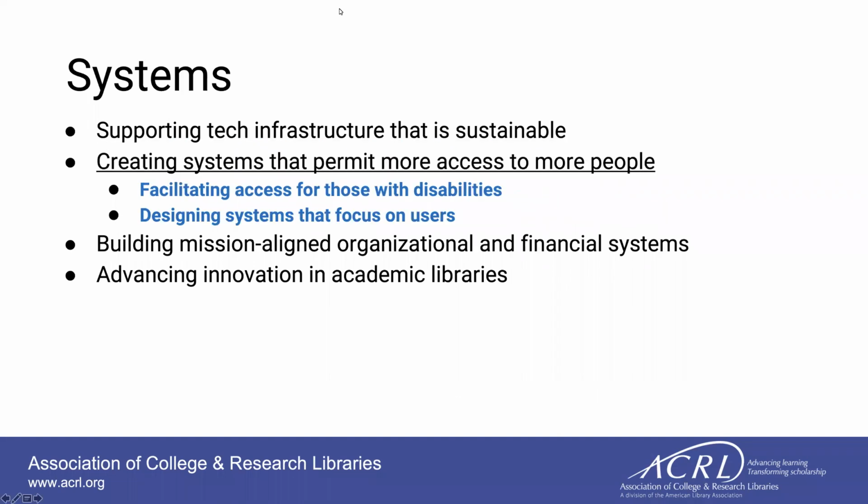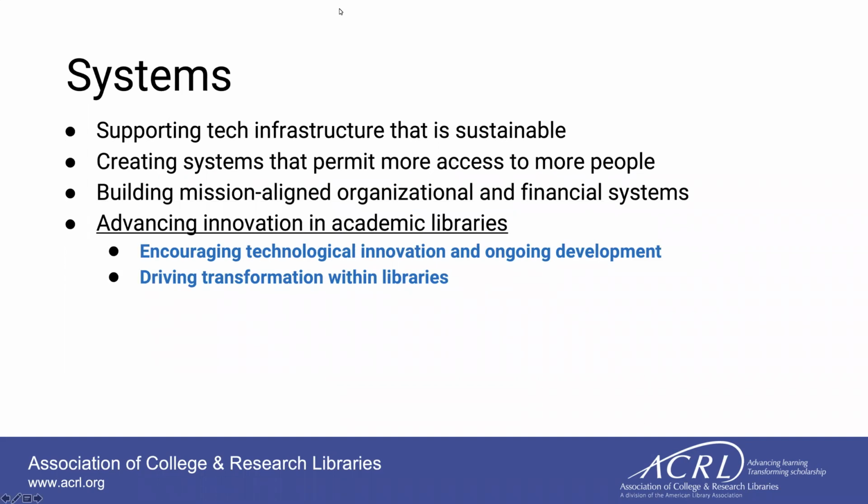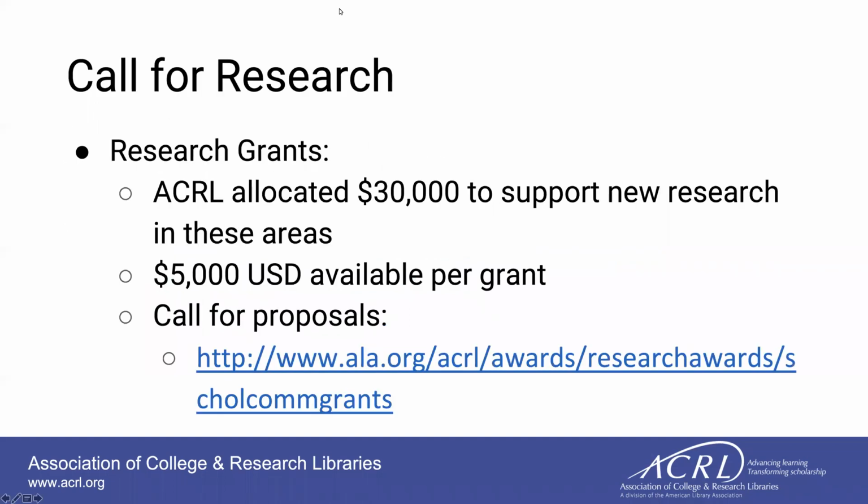And under creating systems that permit more access to more people, we want to facilitate access for those with disabilities and design systems that focus on users. Under building mission-aligned organizational and financial systems, we want to build business models to support scholarly communications and invest in community-owned infrastructure. And lastly, advancing innovation. We want to encourage technological innovation and ongoing development in order to drive transformation within libraries. So that's that for my section.